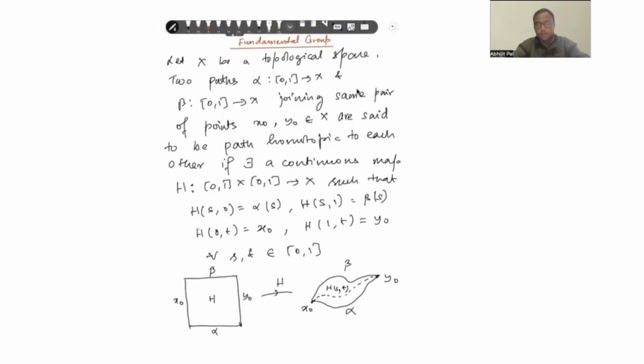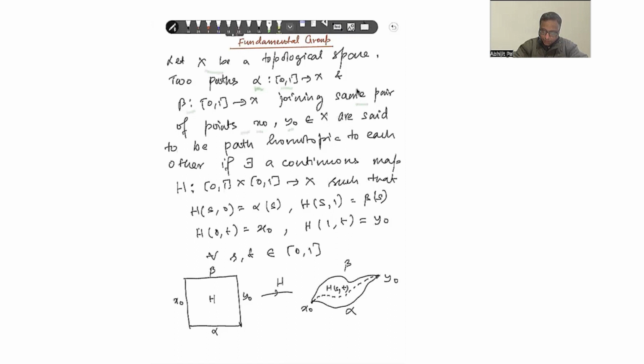To understand the fundamental group, we need to know what we mean by path homotopic. Let us begin with a topological space X, and let us take two paths. What do we mean by paths? These are just continuous maps from the closed interval [0,1] to X. So let us take two paths, alpha and beta, joining the same pair of points x0, y0 in X.